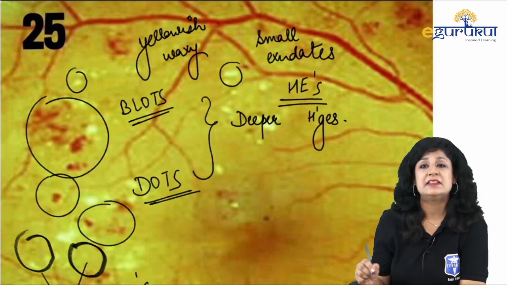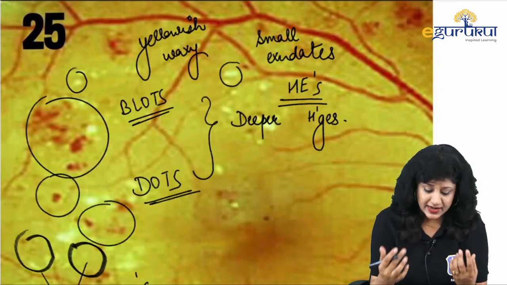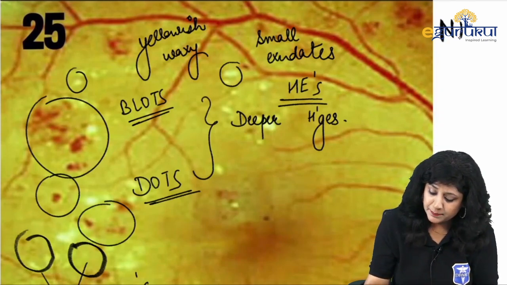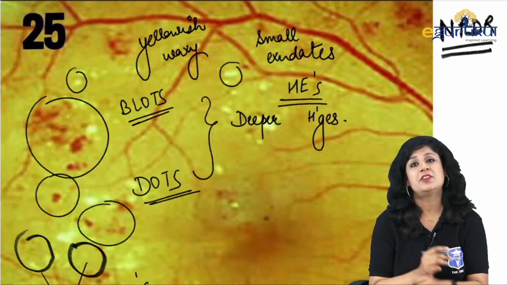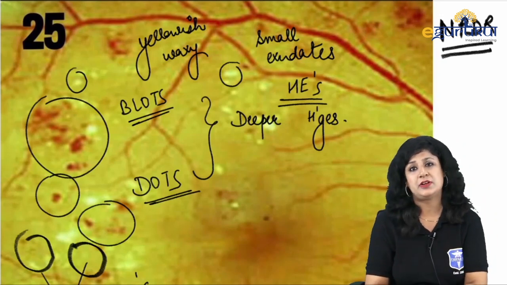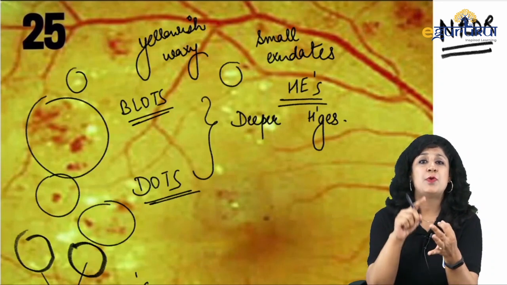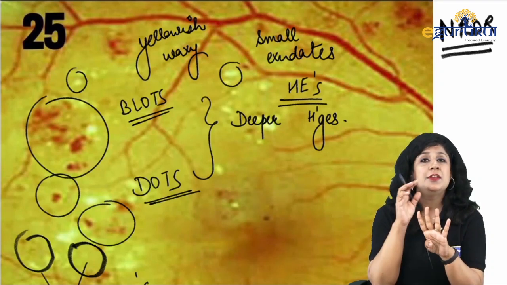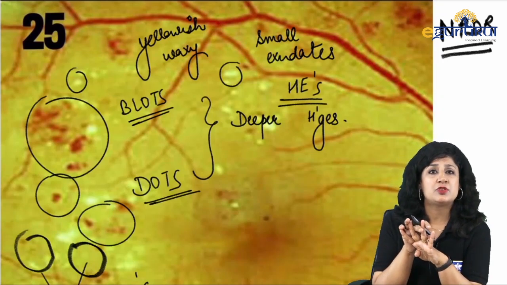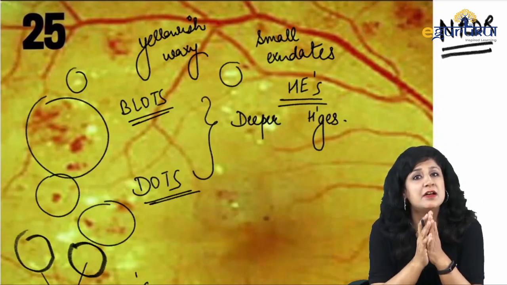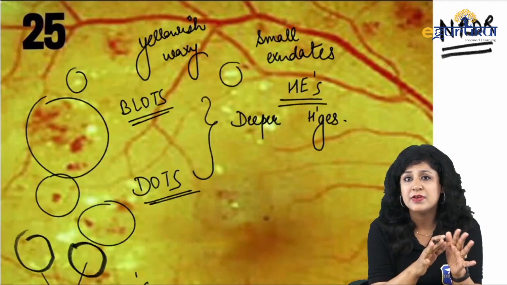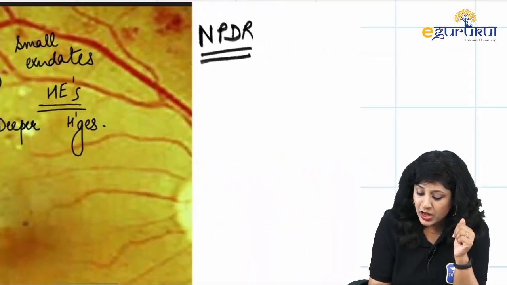So now I can say that when I am dealing with a case of NPDR, non-proliferative diabetic retinopathy, which is the earliest stage of diabetic retinopathy, I will have microaneurysms, dots, blots, and hard exudates. Now the changes of hypertensive retinopathy were found only in the nerve fiber layer, but if you see here, we have got different layers involved. So how to learn that?